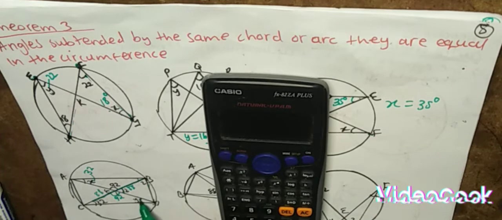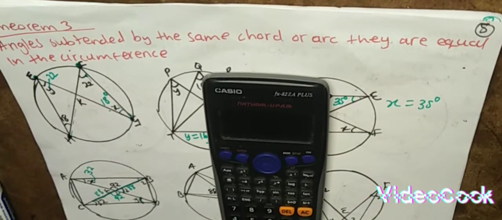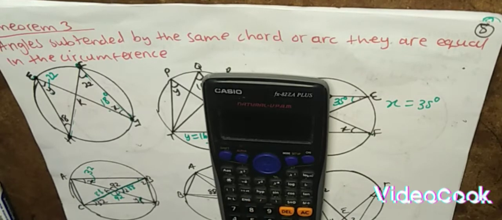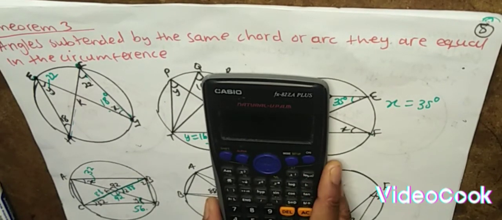Now we can find our y easily. Angles in a triangle. So we simply say 180 minus open bracket 32 plus 92, then we get our value for y as 56. I hope you guys are following.